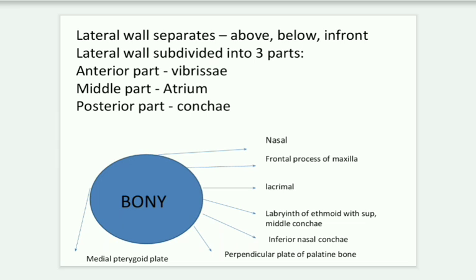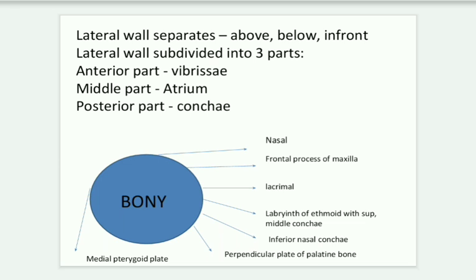Your lateral wall of the nose is separated above by your eye, that is your orbit, and below by the maxillary sinus, and in front by the lacrimal sac and nasolacrimal duct, and it has three parts. Your anterior part is called the vestibule, which is very short, stiff, and slightly curved, and you will have minute hairs. In the middle part there is the atrium and conchae. This is the posterior part, and the spaces separated by conchae are called meatus.